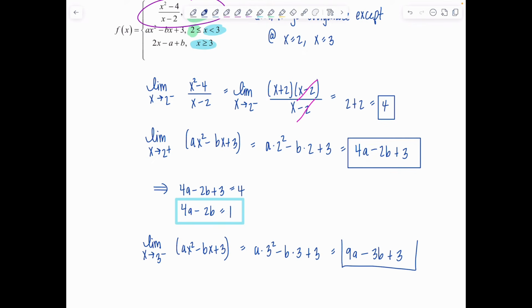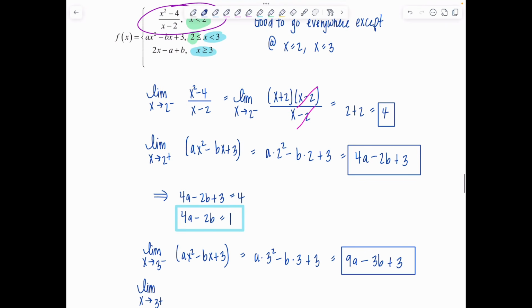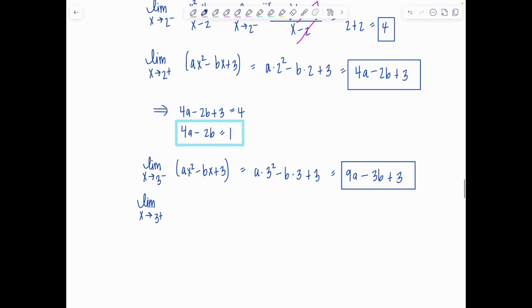Okay, cute, cute. Then we have to check from the right. From the right means from values larger than 3. So which part of the piecewise function would we be in? This one right here, yes? 2x minus a plus b. So this would be 6 minus a plus b.